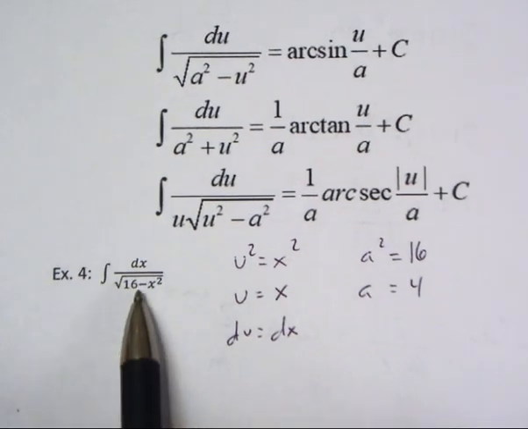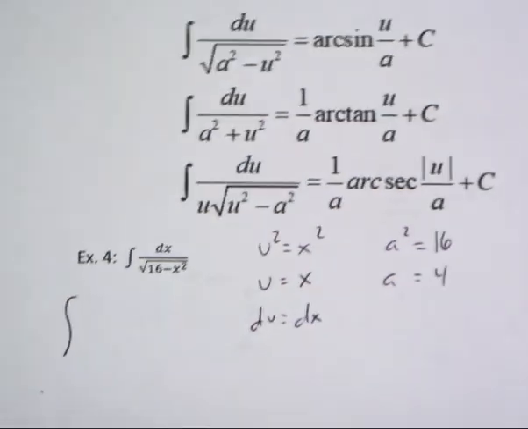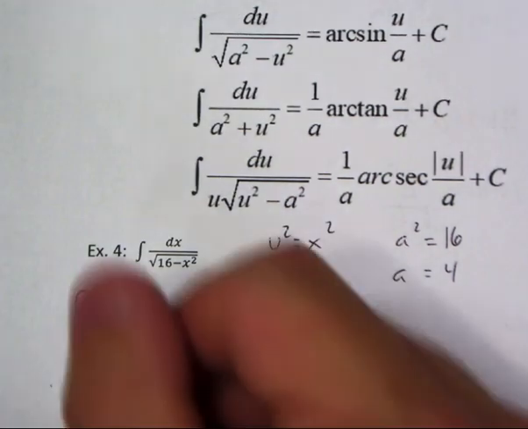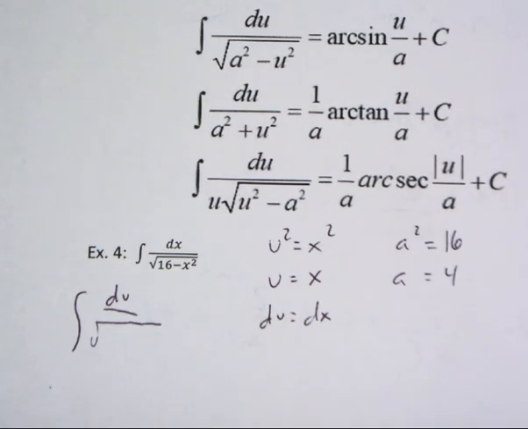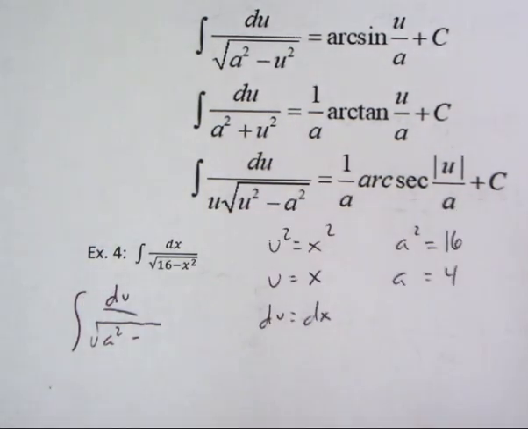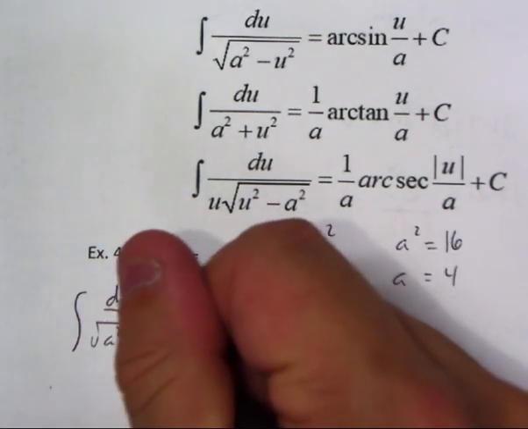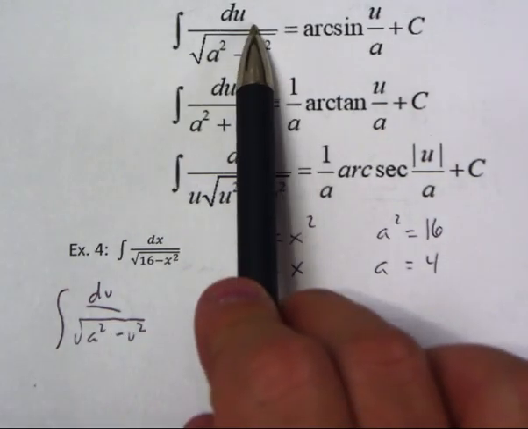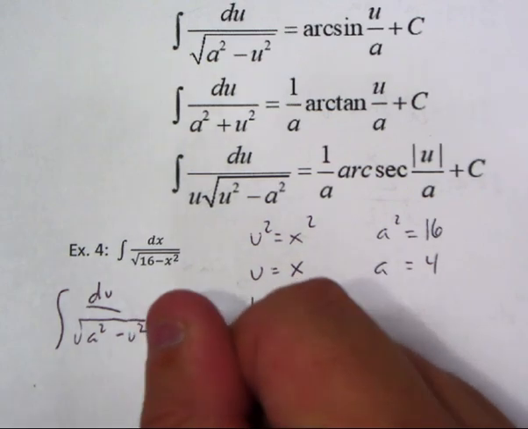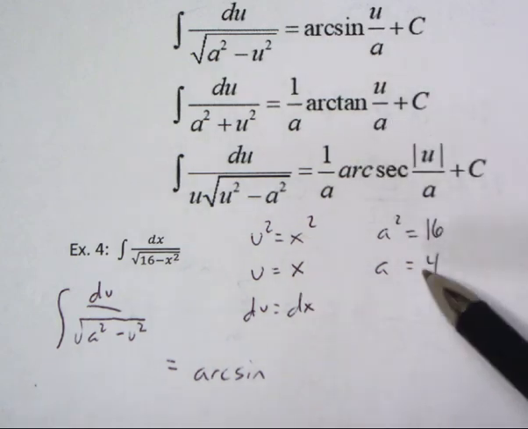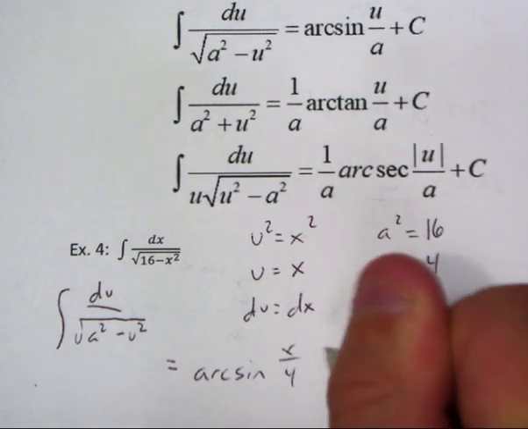And so now I can associate this thing right here with the integral of du, because dx is du, over the square root of a squared, because 16 is a squared, minus u squared, because x squared is u squared. And I basically now have the same exact form as what this looks like right here. So I can integrate this. This is going to be arc sine of u over a, so x over 4, plus c.